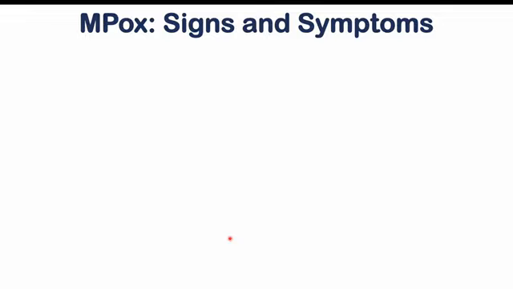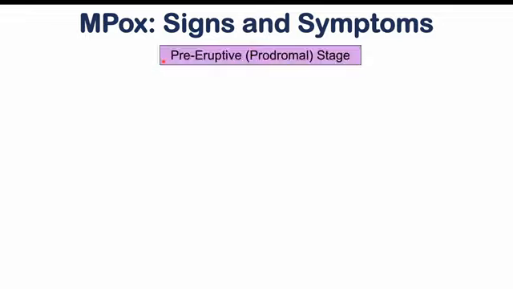Now let's talk about the clinical findings, or the signs and symptoms, of an Mpox virus infection. We're first going to have a pre-eruptive or prodromal stage. This is a stage where the patient feels like they have a flu-like illness, and it's going to occur 1 to 4 days prior to the onset of the rash.